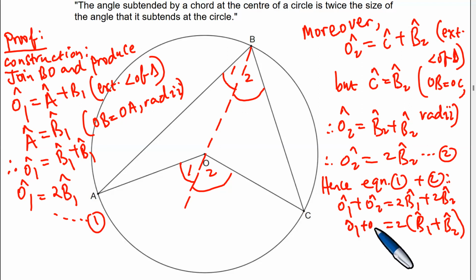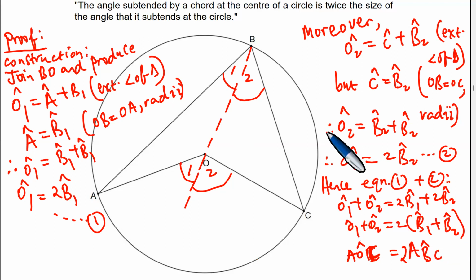O1 plus O2. What is angle O1 plus angle O2 here? Angle O1 plus angle O2 is actually the angle AOC. So AOC is equal to B1 plus B2, which is angle ABC, twice. In other words, angle AOC is twice angle ABC, and we've proven this by construction, and that becomes the proof. This is what the students had to do in the 2018 paper.